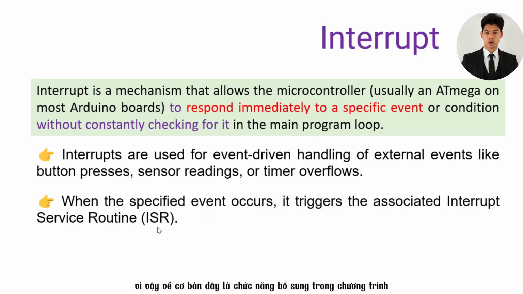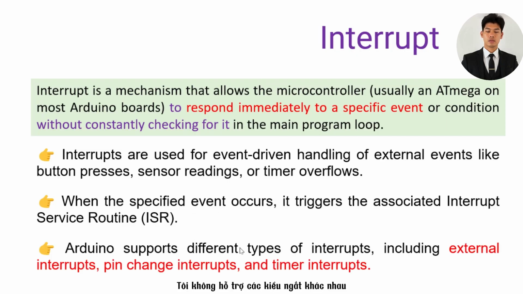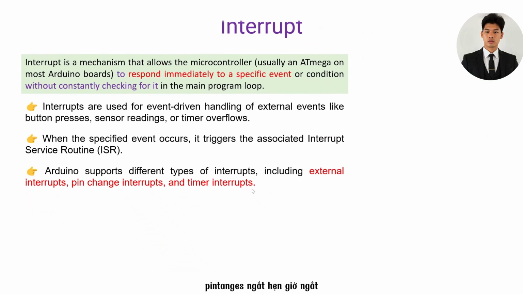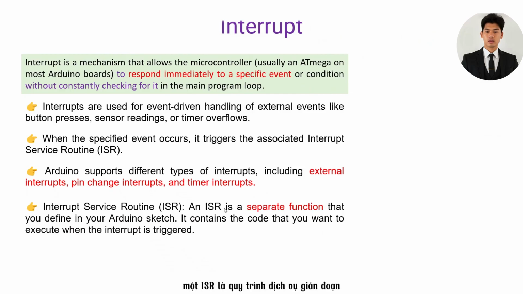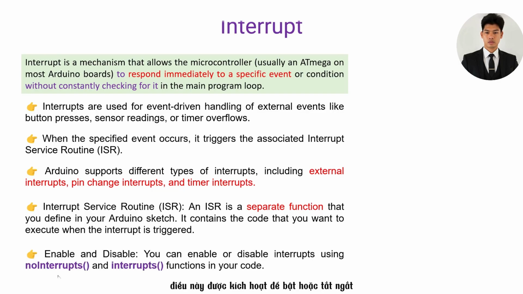This is basically an extra function in the program. It's a bunch of code where we define what should happen when an interrupt triggers. Arduino supports different types of interrupts, like external interrupts, pin change interrupts, and timer interrupts. The ISR, which is the interrupt service routine, is basically a separate function you define in your Arduino code, so whenever an interrupt is triggered, the program will jump into this ISR. It contains the code that you want to execute when the interrupt triggers.